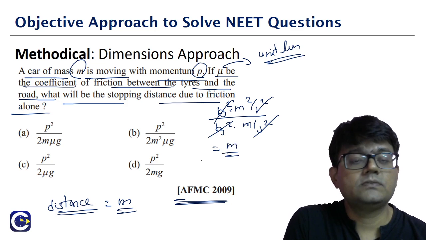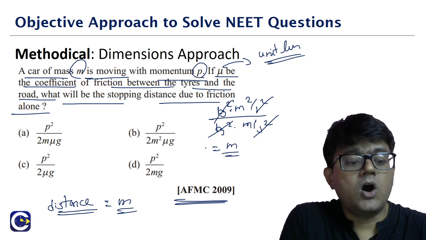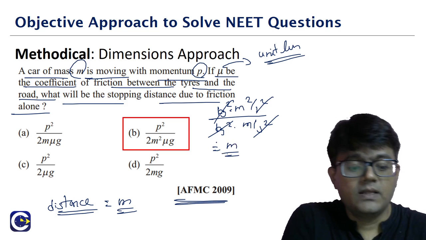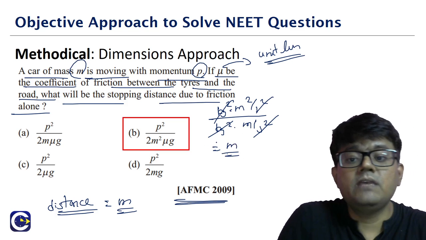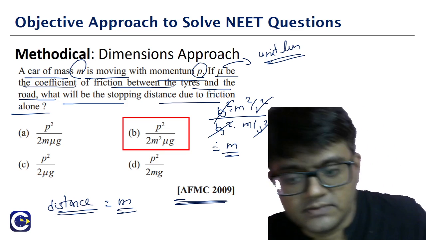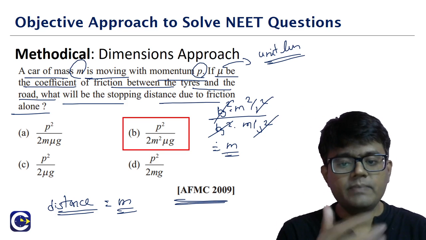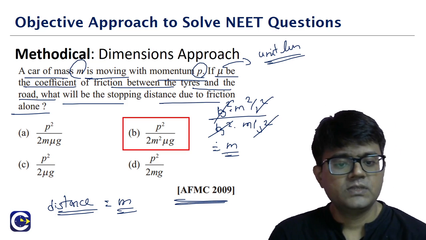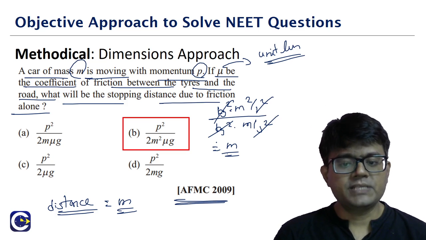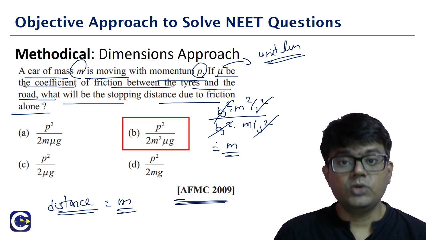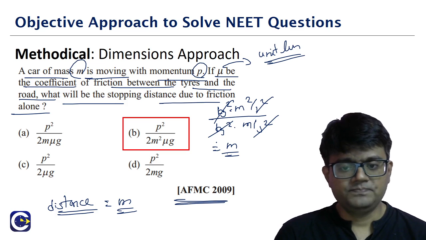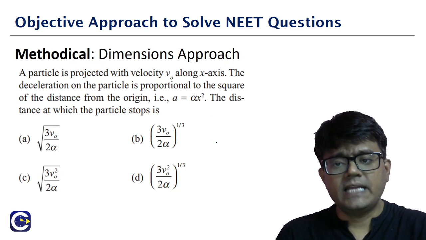What is it? So only in option B will the answer give us the unit of distance. In the other options, if you check, we will not be getting the unit of distance. Okay? So this is the dimensions approach.